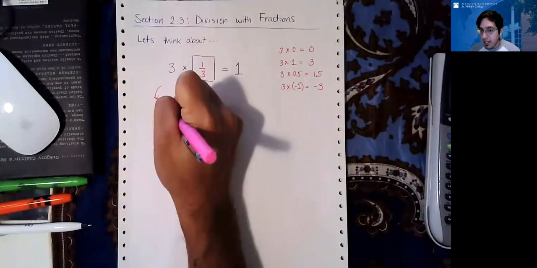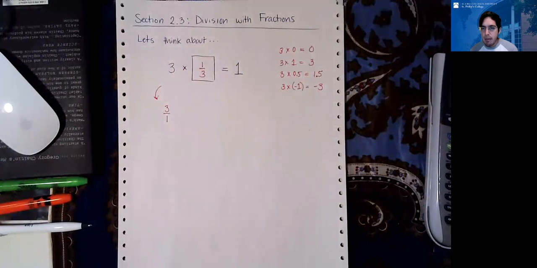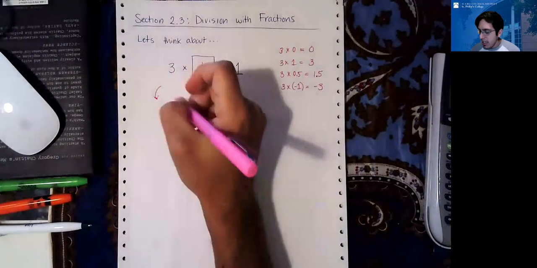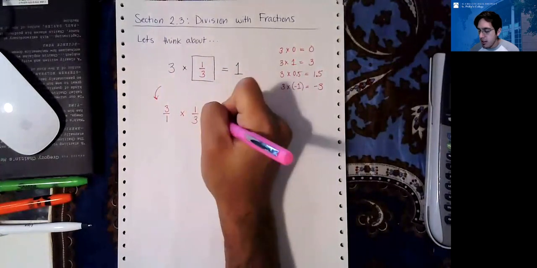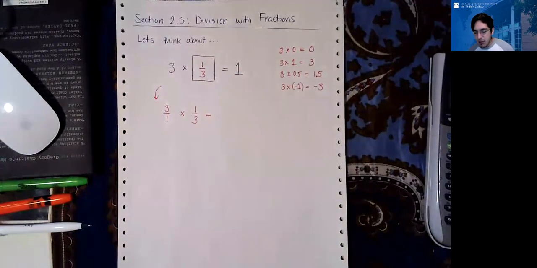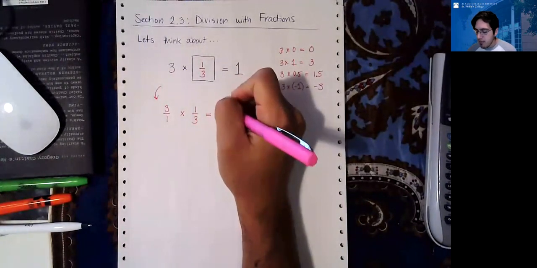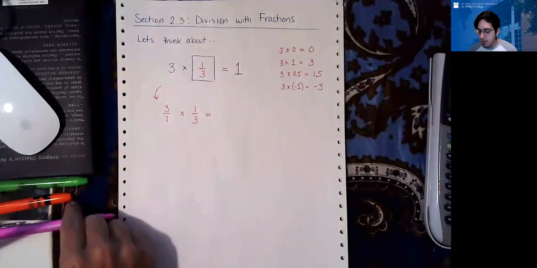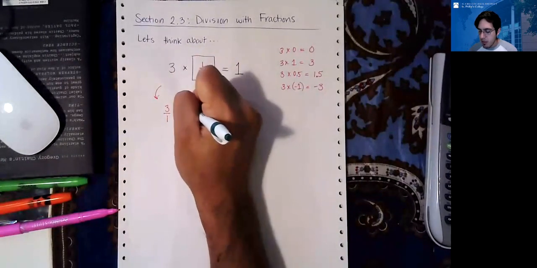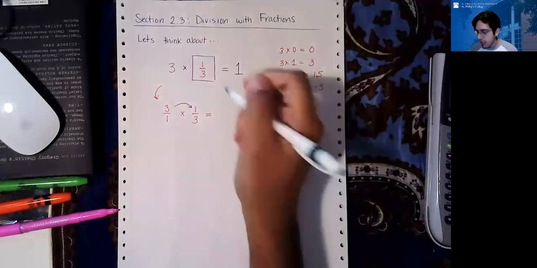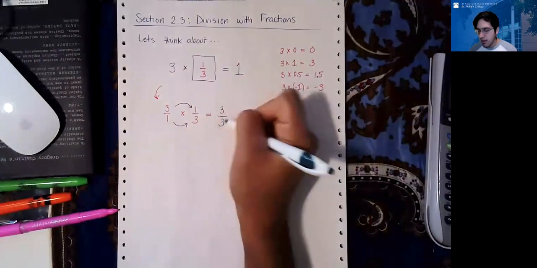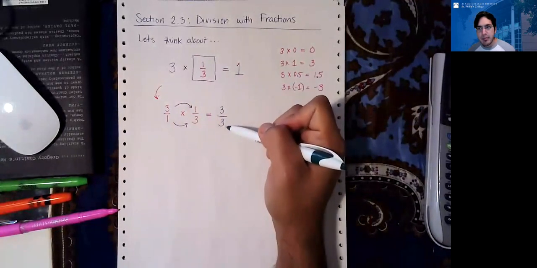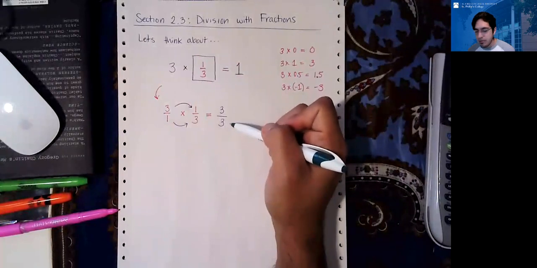I need to take 3 and write it as 3/1, right? And then I need to multiply that by 1/3. And when I multiply these fractions out, what do I get? Well, I multiply the numerators to get 3. Multiply the denominators to get 3. So I get 3/3. But what does this simplify to?